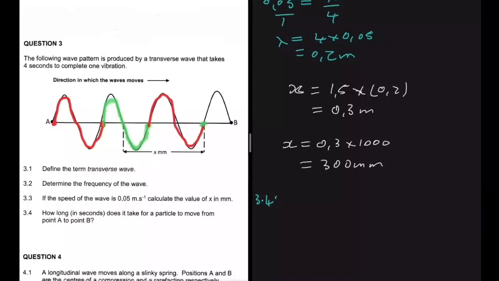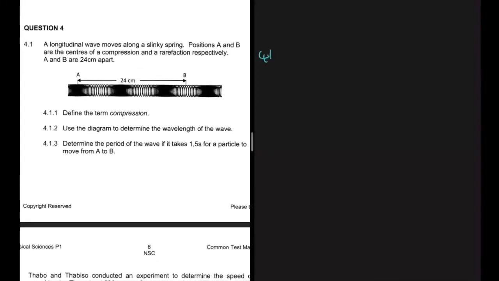And then from that point to this point, that's a third 4 seconds. And from this point to this point, we have half a wavelength, which is going to take 2 seconds. So the time we are looking for is the first 4 seconds, the second, the third, and the 2 for the half wavelength at the end. That will be 4, 8, 12, 14. So we have 14 seconds, the time we take to move from point A to point B. A compression is the region of high pressure in a longitudinal wave. That is the answer to 4.1.1.